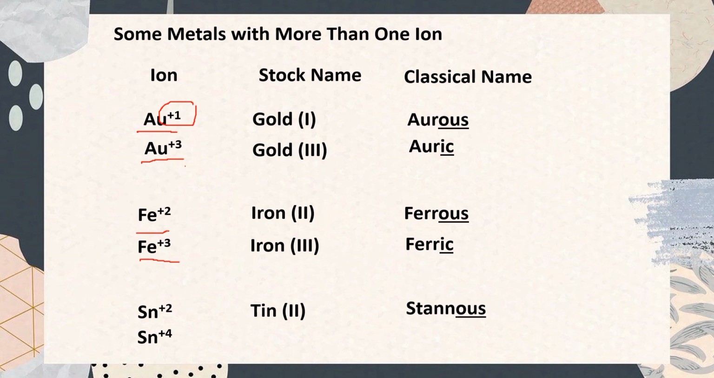stannous. How about the ion of tin bearing the higher charge? The stock name would be tin 4. And its classical name is stannic.